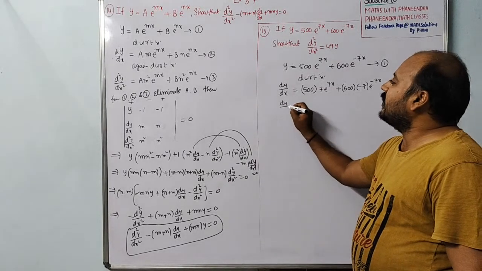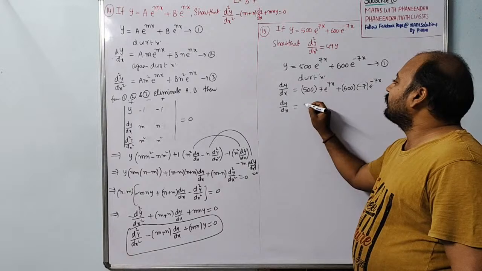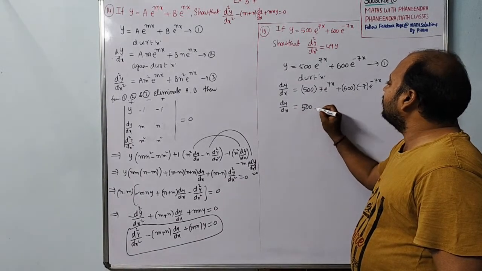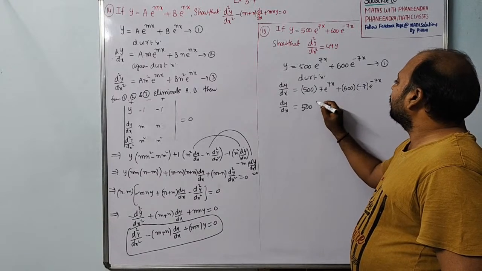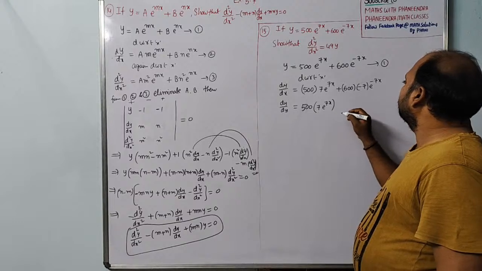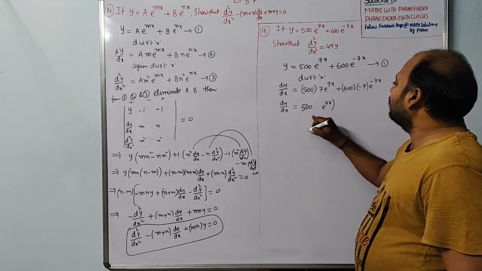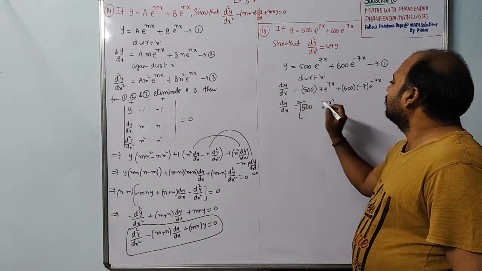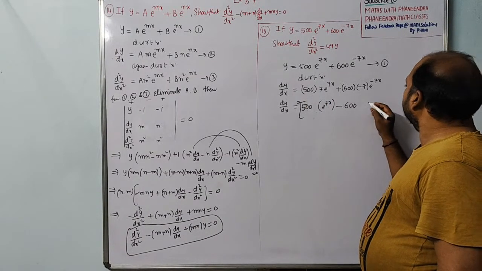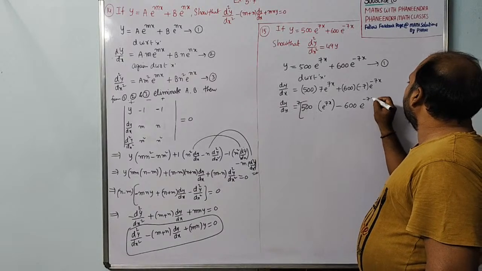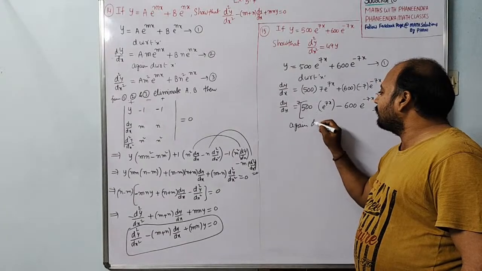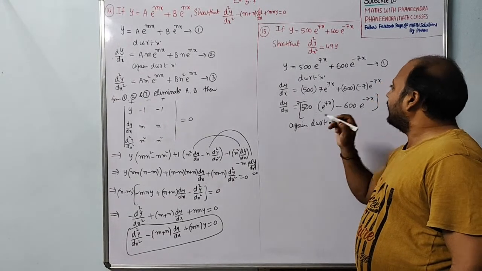So dy by dx equal to, otherwise we can write like this: 500 into 7 e power 7x. 7 you take common better. Minus 600 e power minus 7x. Again you have to differentiate. Again differentiate with respect to x.